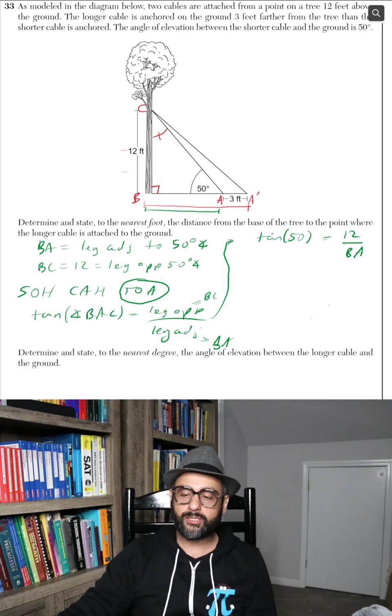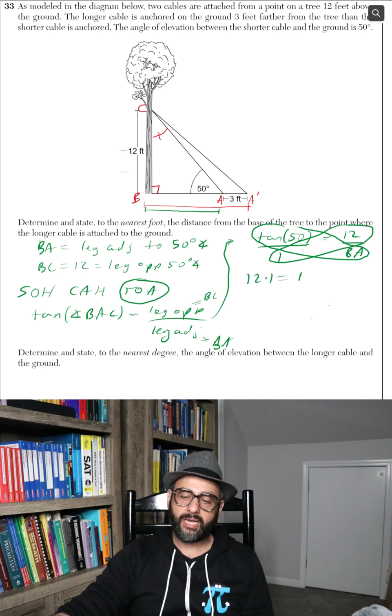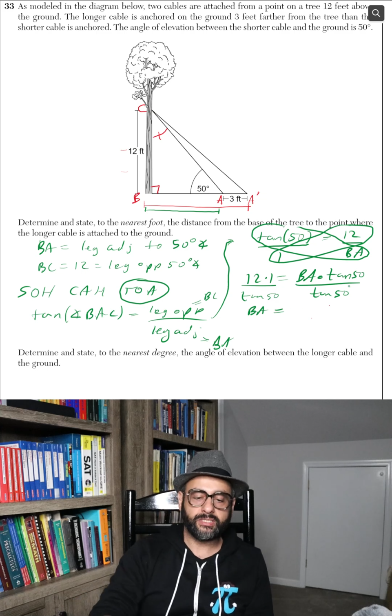This equation only has 1 unknown, so I'm going to put the tan 50 over 1, do the cross multiplication that I know you kids love to do, and I got 12 times 1 is equal to BA times tan 50. And I divide by tan 50, and I get that BA is equal to 12 over tan 50.